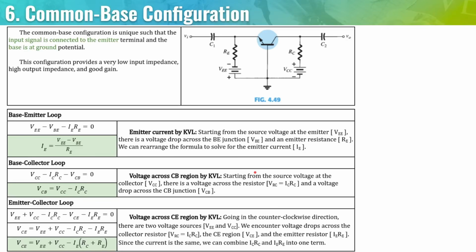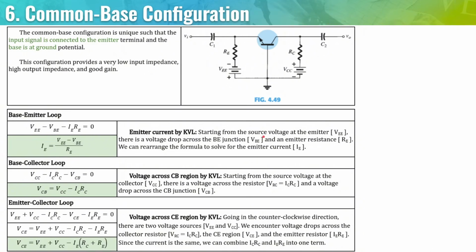So the last configuration we have defined is the common base configuration. It's unique such that the input signal is connected to the emitter terminal and the base is at ground potential. Again, the input signal is coming from here. So our current is actually going this way, and then we have the current going here, and then this is going in this direction. This configuration provides a very low input impedance, high output impedance, and a good gain.